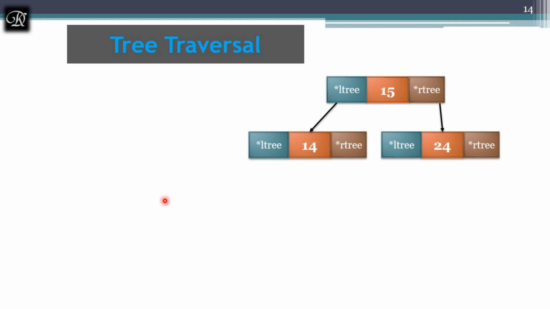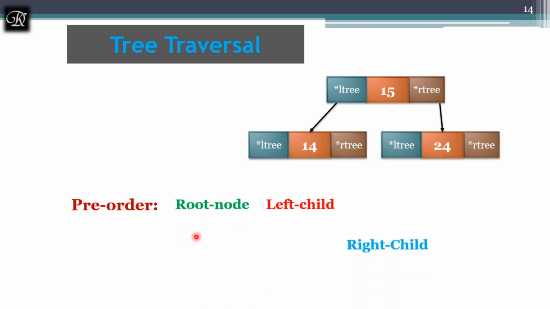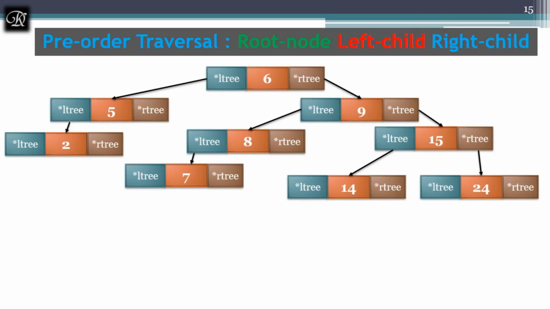Next is tree traversal with pre-order. Pre-order means it's going to have a root node, it's going to have a left child, and it's going to have a right child. When it comes to the root node, first we are going to print the root value, that is 15. Next we are going to print the left child value, that is 14. Next we are going to print the right child value 24. Now we are going to apply this pre-order traversal for the tree we have constructed.